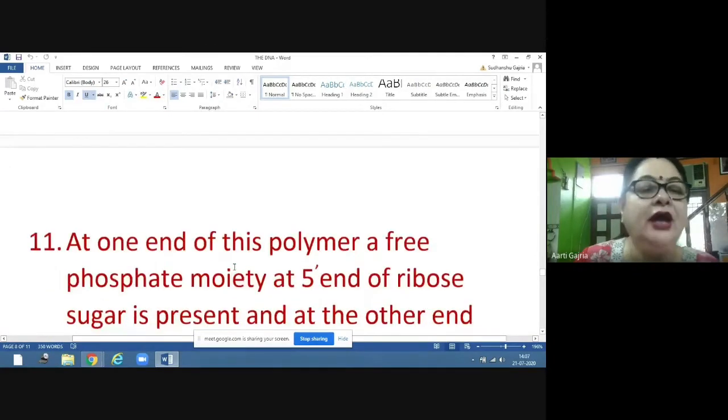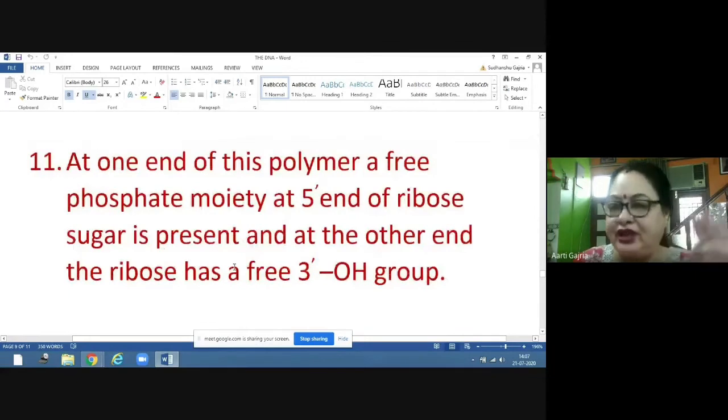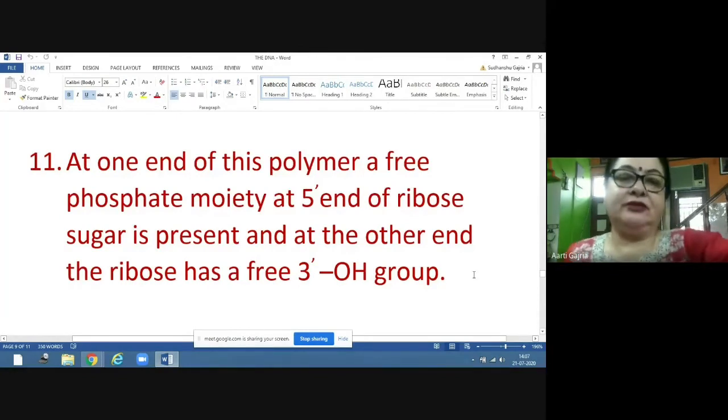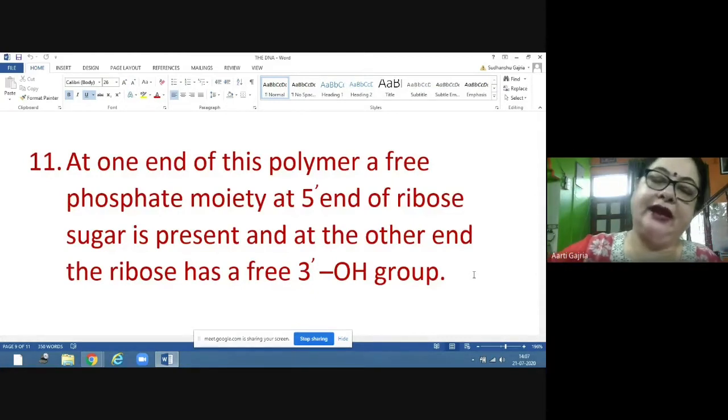At one end of this polymer, a free phosphate moiety at the 5' end of the sugar is present, and at the other end the sugar has a free 3' OH group. That means where the fragment is ending, at one end you will find a free phosphate group, and at the other end you will find a free 3' OH group.